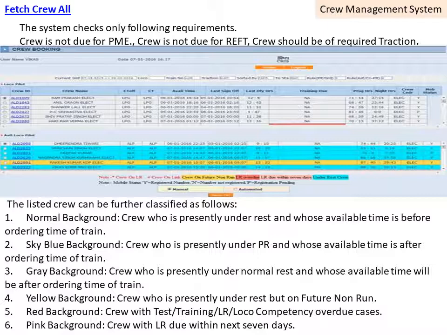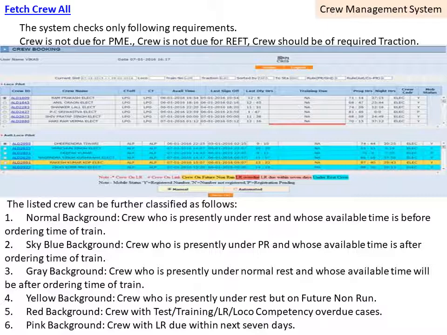Sky blue background crew is presently under PR, and the available time is after the ordering time of the train. Now he is in the PR and is available for ordering the train. Gray crew is presently under normal rest, and the available time will be after the ordering time.